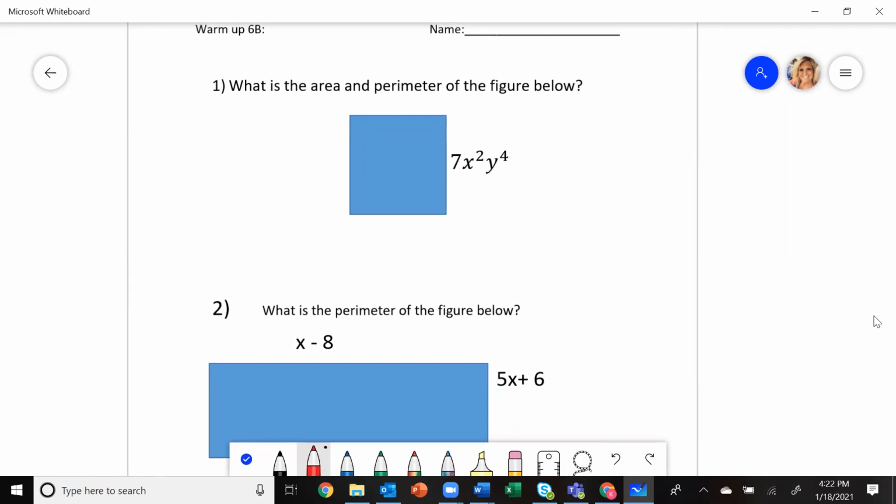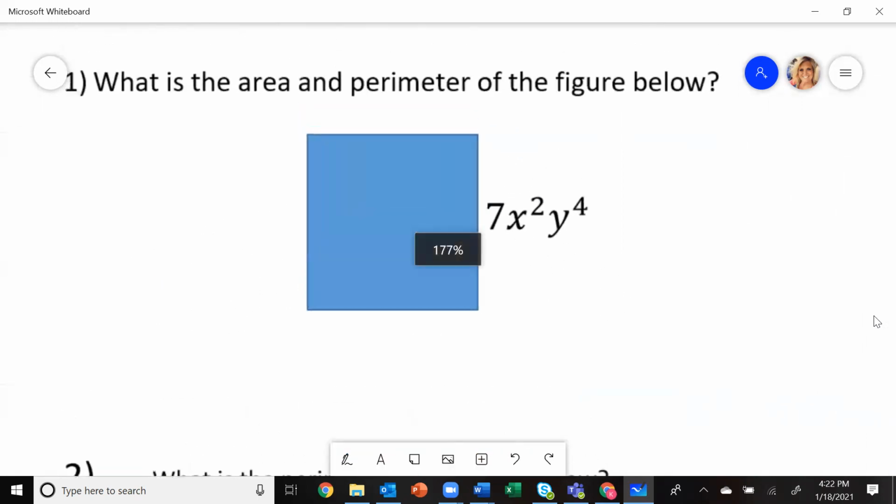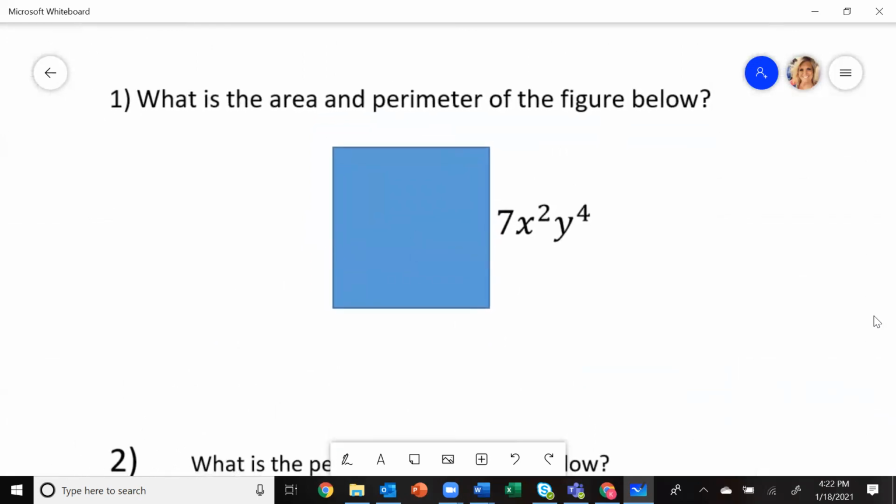So on this right here, let me scroll. Oh, I didn't mean to do that. Let me scroll out, zoom out, and let's just work on number 1. All right, it wants to know what is the area of the figure. First off, this figure is a square. That means all the sides are the same.